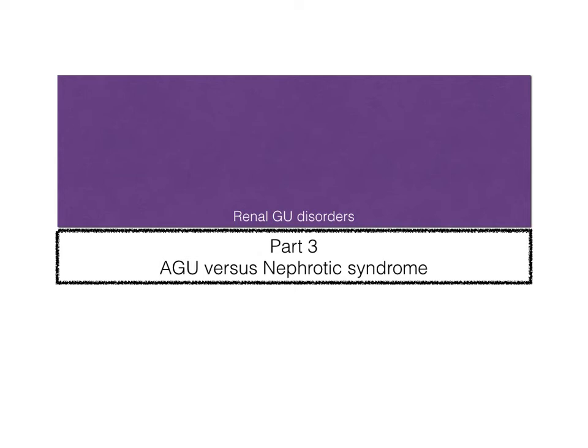Welcome to part 3 of renal GU disorders. This part is going to focus on the difference between acute glomerulonephritis versus nephrotic syndrome.